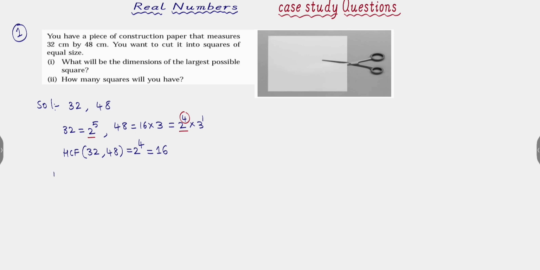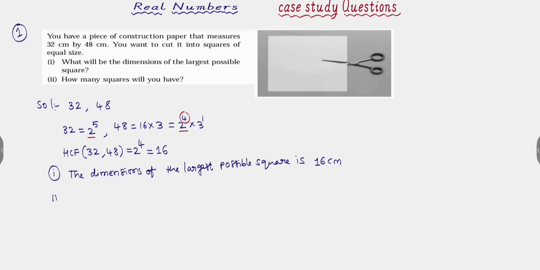So what is the first conclusion? The dimension of the largest possible square is 16 centimeters.